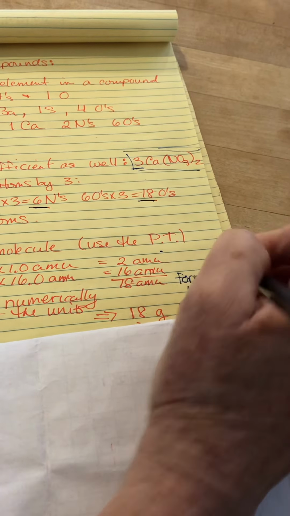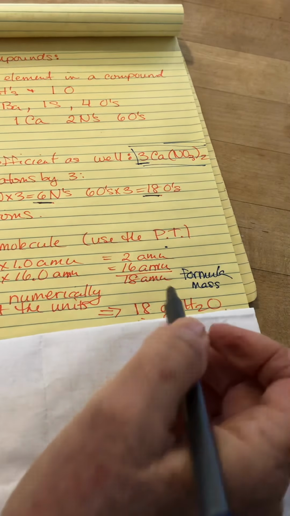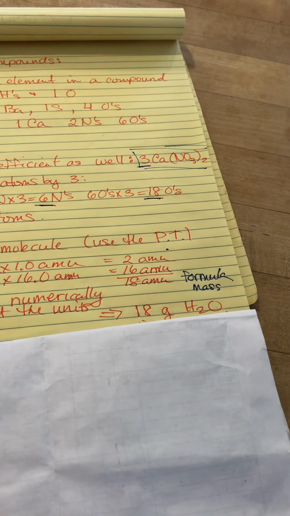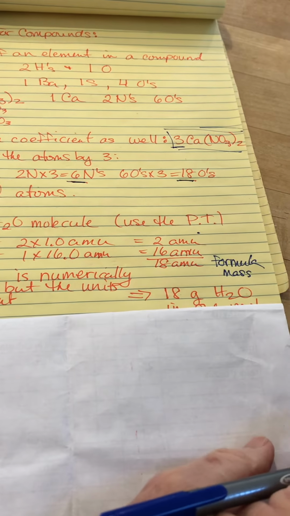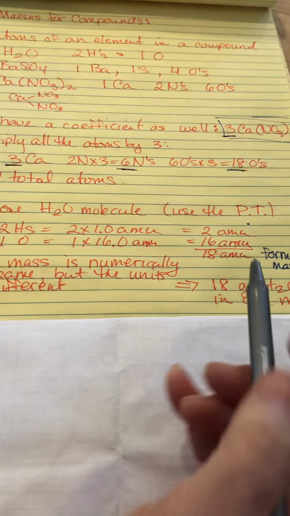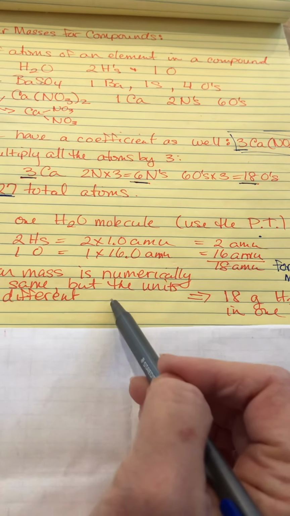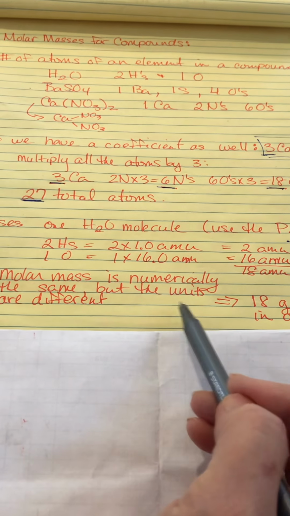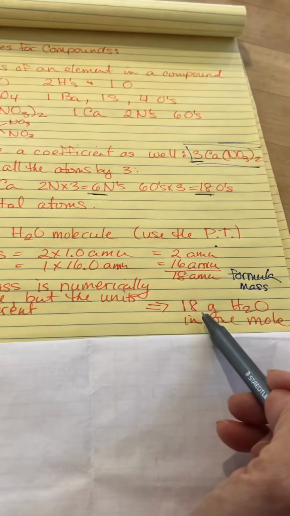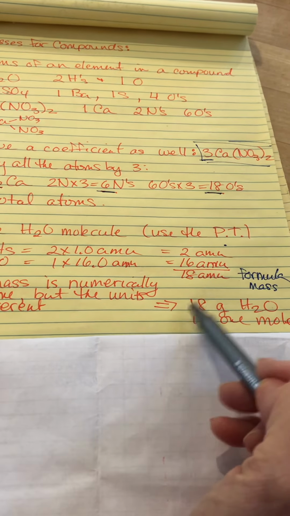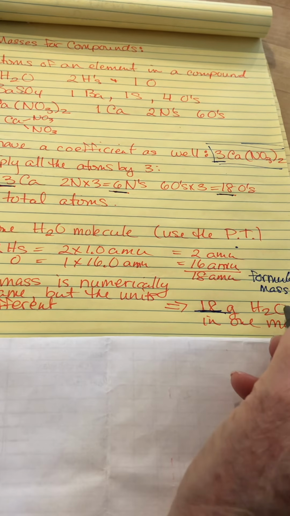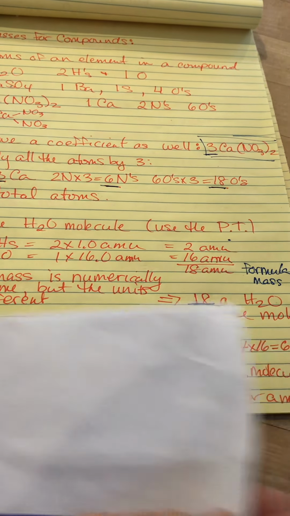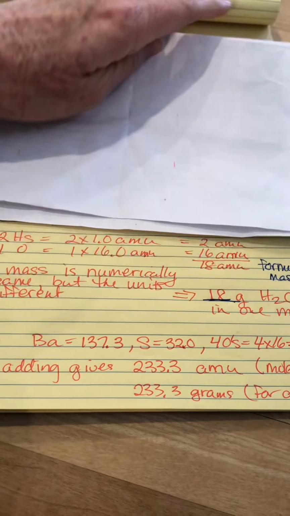Okay, atomic mass is for a single atom, formula mass is for a molecule. If we want the molar mass, if you remember from the review video the last time, the molar mass is numerically the same, but the units are different. So the molar mass of water is 16 grams. Excuse me, 18 grams of water in 1 mole. Let's try another one down here.